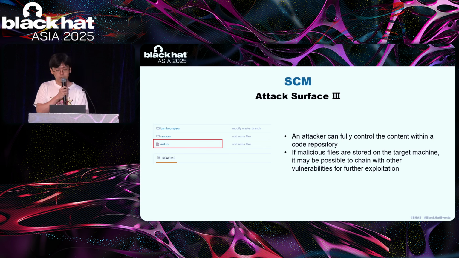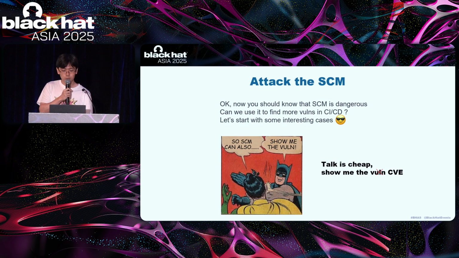The third attack surface is that an attacker can fully control the content within the code repository, like we can put anything on GitHub or GitLab. So if malicious files are stored on the target machine, it may be possible to chain with other vulnerabilities for further exploitation. Okay, so now you should know that SCM is dangerous. Can we use it to find more vulnerabilities in CI/CD? So let's start with some interesting cases.